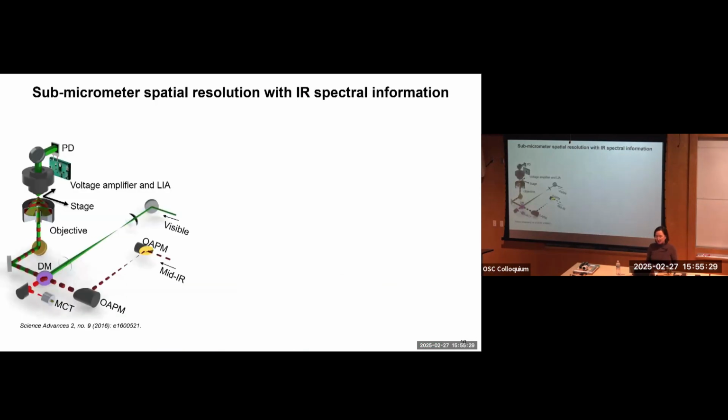So with this concept, we have built our setup, and this is how it looks. We have two beams. One is mid-IR beam. The other is visible beam. And the mid-IR beam is modulated at around a few hundreds of kilohertz. And then we combine these two beams together and collinearly shine to our sample using a reflective objective. And the sample transmitted light will be collected by an objective and then sent to our photodiode and to a lock-in amplifier for signal demodulation.